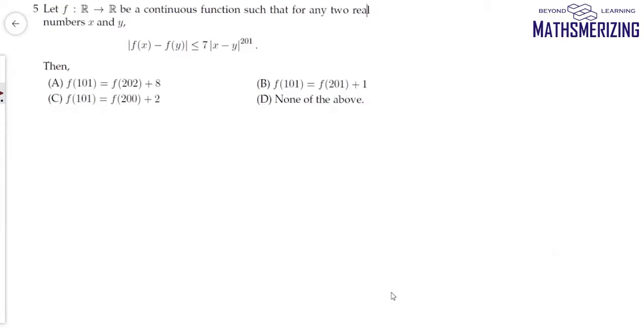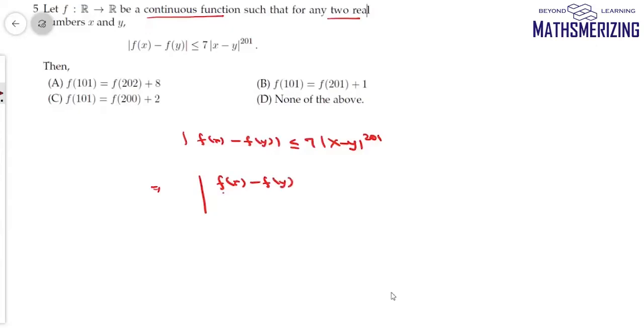Now question number 5, it's a very standard differentiability question. It says, let f(x) be a continuous function such that for any two real x and y, mod of f(x) minus f(y) is always less than 7 into mod of (x minus y) to the power 201. So I can also write it as mod of (f(x) minus f(y)) upon (x minus y) is less than or equal to 7 into mod of (x minus y) to the power 200 for any real x and y.